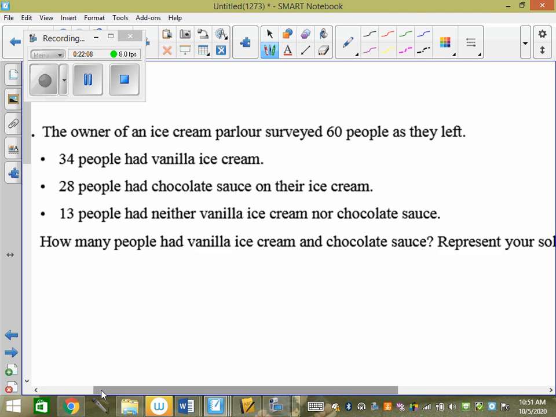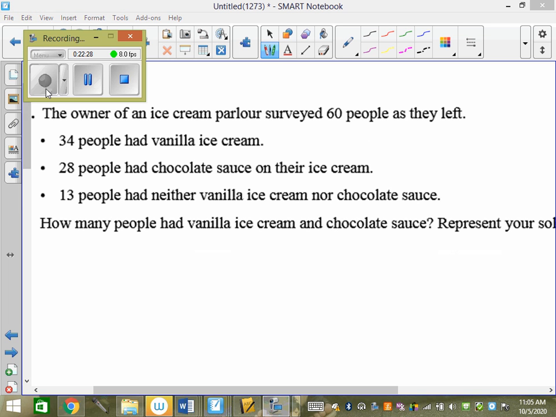34 people liked vanilla or had vanilla. 28 had chocolate sauce on their ice cream. 13 people had neither vanilla ice cream nor chocolate sauce. How many people had vanilla ice cream and chocolate sauce? So how many circle Venn diagrams is this? 2. And what am I making you find? The middle. So the owner of the ice cream parlor surveyed 60 people as they left.